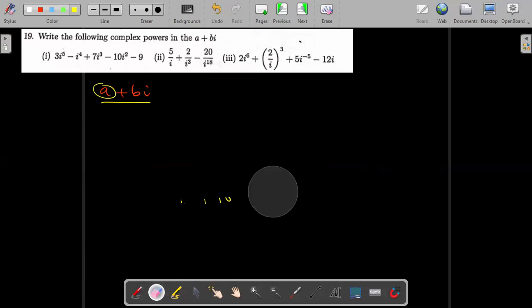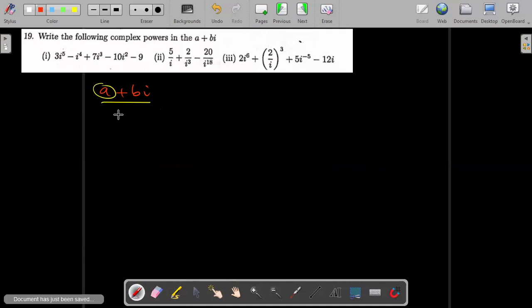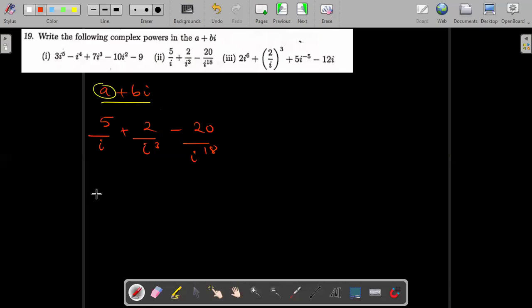So what am I going to get for the next one? For the next one, I have 5 over i plus 2 over 3 over i to the power 3, then minus 20 over i to the power 18. This question was in last year's paper, if I remember rightly. So pay attention to the tutorial sheets because some of the questions come from the tutorial sheets.